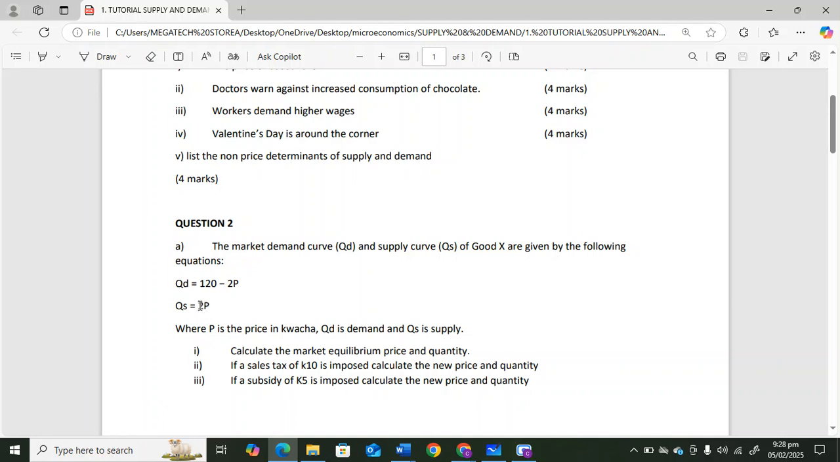And remember, we have a positive relationship here. In this function, the more you increase the price, the more the quantity supplied increases. So these are our equations, and they've told us P is the price in kwacha, QD is demand, and QS is supply. Question one: calculate the market equilibrium price and quantity.